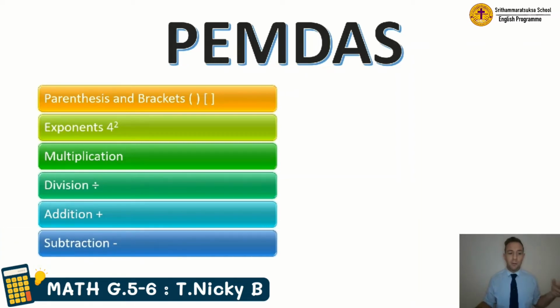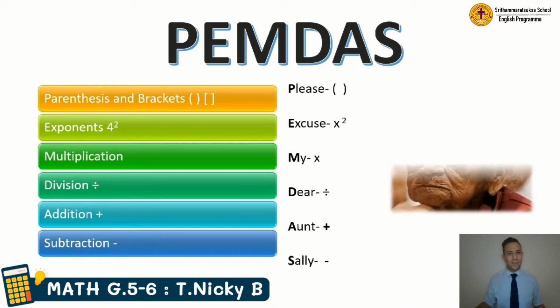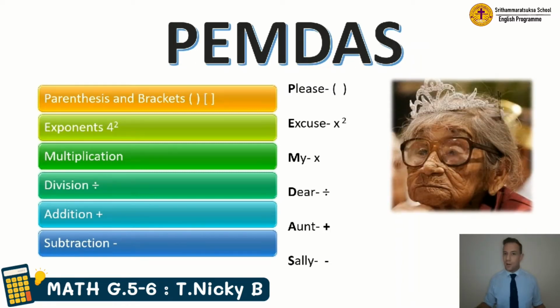If you have difficulty remembering all of that, try this silly sentence. Please excuse my dear Aunt Sally. Again, please excuse my dear Aunt Sally. And if that doesn't jog your memory, maybe a picture of Aunt Sally will. Alright, so I want you to take a mental image of what is on the screen right now, because this needs to be in your brain every time you complete any math problem.